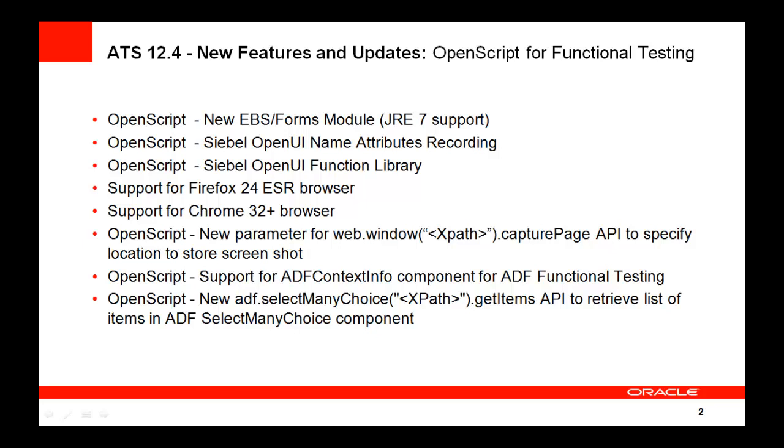The 12.4 release supports Firefox 24 ESR browser and Chrome browsers release 32 and higher. However, we continue to support testing Chrome 27 to 31. In the area of Web Window Capture Page API, previously all screenshots are saved to the results directory. With this release, users can now specify the location to store their screenshots using this API.